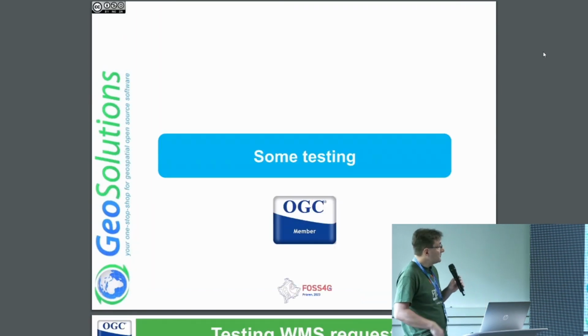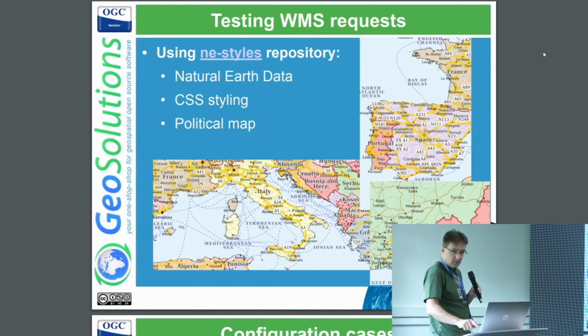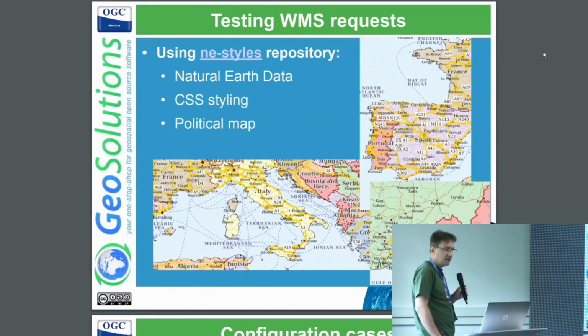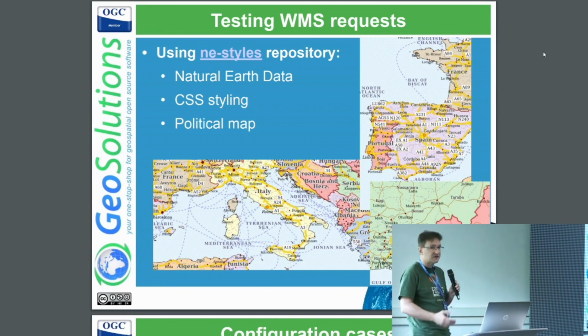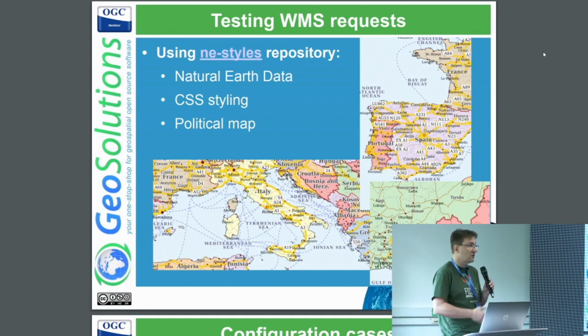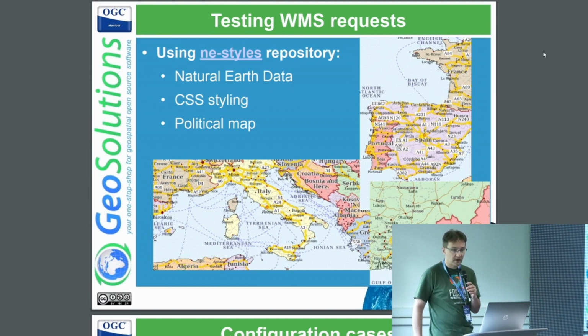Okay, I did some testing of the two modules. I took the AnyStyles repository, which is a Natural Earth styling done in CSS. It's a political map, it's dense enough to be real. It's actually slow at some scales. And I did some WMS load testing with vanilla/JMS config versus JDBC config.